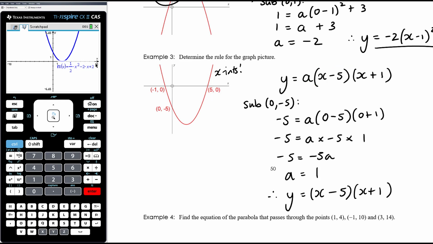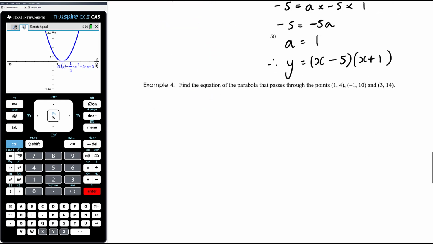Alright, and finally example 4: find the equation of the parabola that passes through the points (1, 4), (-1, 10) and (3, 14). It doesn't tell us that any of those points is the turning point, they're just points on the parabola. None of them are x-intercepts, because if they were x-intercepts they would have 0 y-coordinates. And so we just have 3 random points.